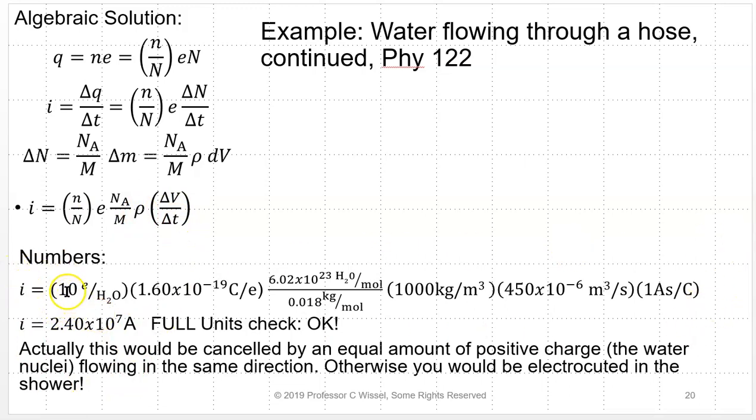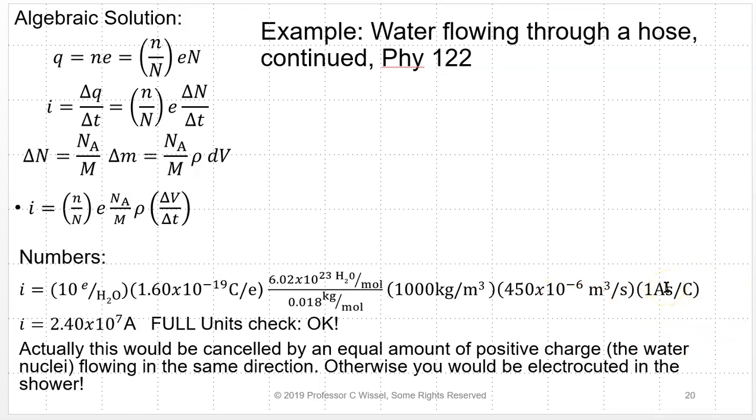So I will then have 10 electrons per water molecule times 1.60 times 10 to the minus 19 coulombs per electron times 6.02 times 10 to the 23rd water molecules per mole divided by 0.018 kilograms per mole for water times 1,000 kilograms per cubic meter times 450 times 10 to the minus 6 cubic meters per second times the units conversion. Now, I want amps to come out.